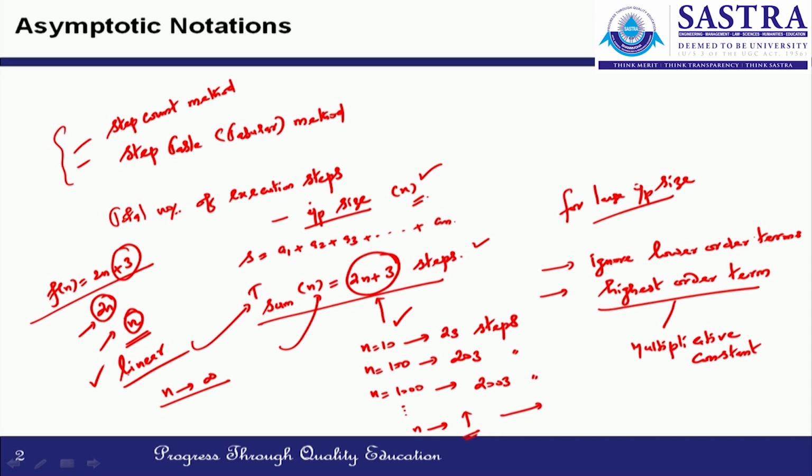For that, we need some convenient notations. The convenient notations are asymptotic notations. Asymptotic notations represent the computing time of an algorithm. There are different asymptotic notations. Before going to see the different asymptotic notations, just see this concept.